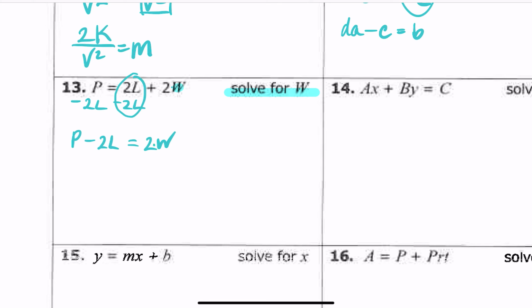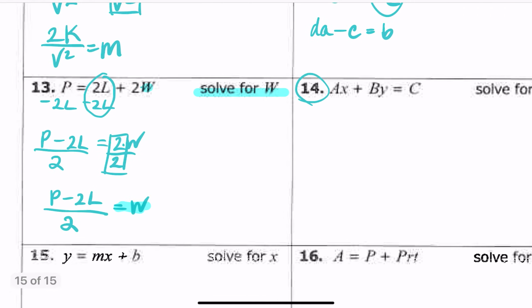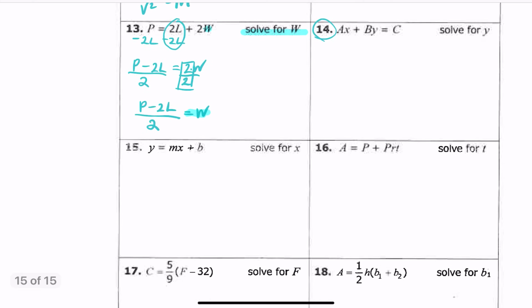To solve for w now, I need to get rid of this 2. It's being multiplied, so I'm going to divide by 2 and make that a 1. So I've got to use my fraction bar and divide the whole thing by 2. And when I'm done, I end up with p minus 2l over 2 equals w. It doesn't seem like it's a solution, but it is because you needed to solve for w and you solved for w. I'm going to let you do number 14 because it's super similar, and you can use number 13 as an example to help you figure out number 14.